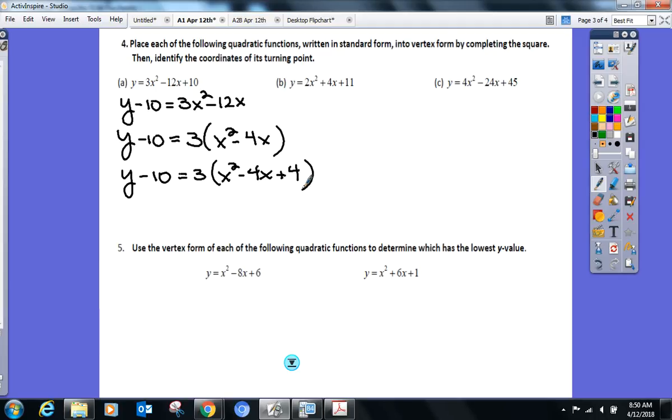I did not add 4. Because remember, what did I take out before this step? The 3. So I actually took out a 12. Everybody see that? I took out a 12 here. So I'm not going to add 4 to the left side. I'm going to add 12 to the left side.